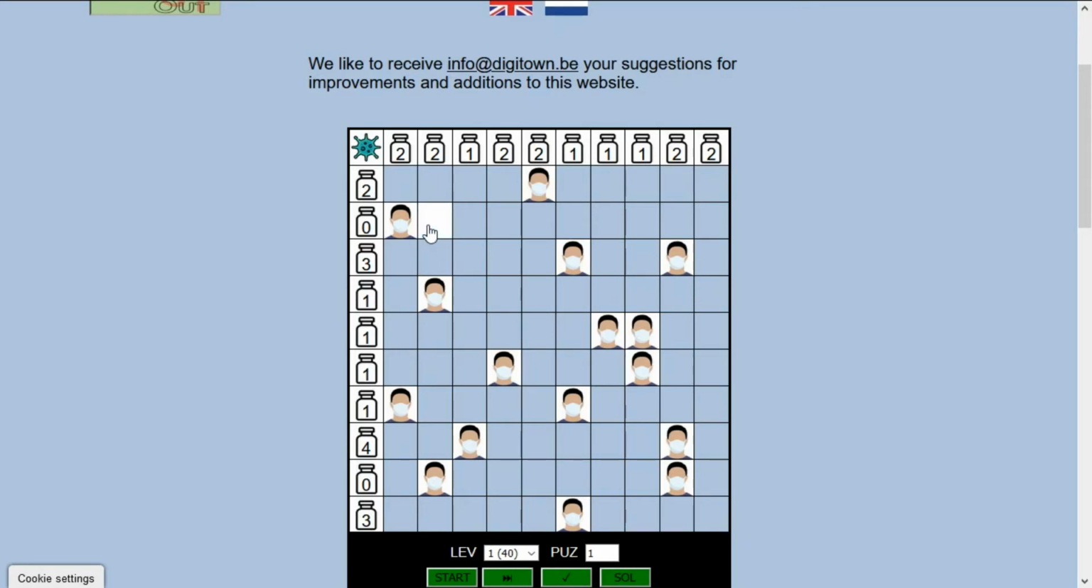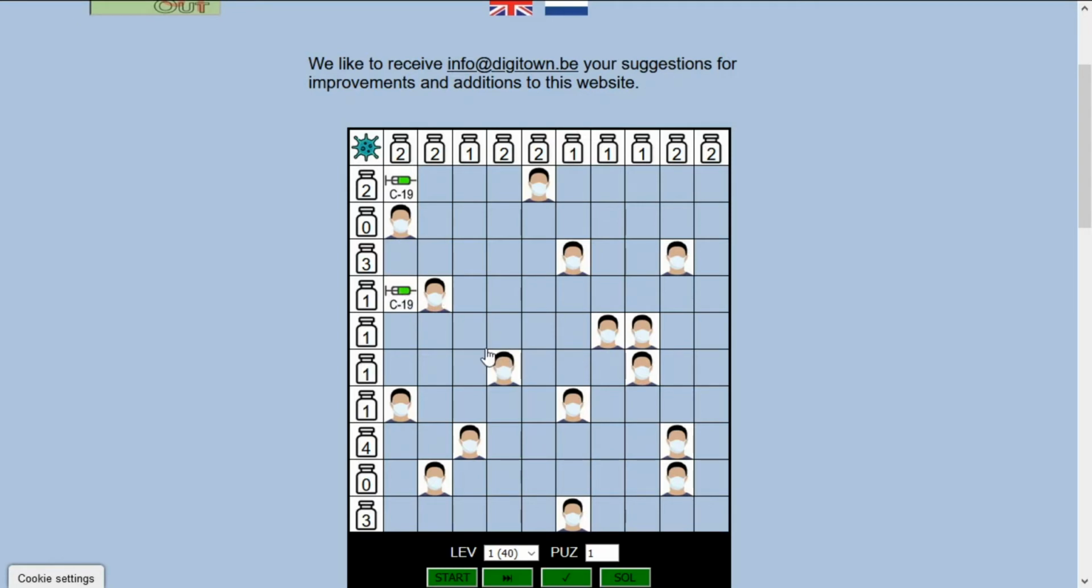The vaccines can only go on top, under the person, at the right side or at the left side, so that is also possible. But here we have a problem. Vaccines may never touch each other, so that is also a rule. So that would be possible: a vaccine for that person, a vaccine for that person.